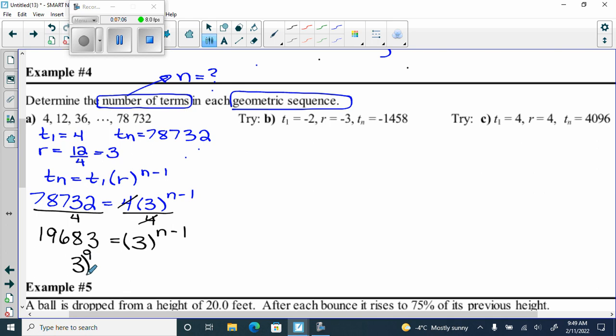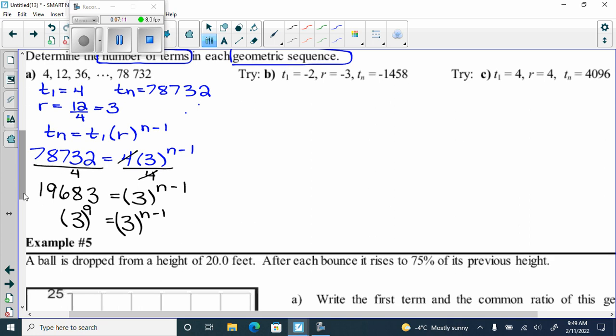So 3 to the 9 equals 3 to the n minus 1. And what do we do? If this base equals this base, what can I say now? The exponents must equal, right? So if this base equals this base, then 9 must equal n minus 1. We agree? Because it's 3 to the 9 equals 3 to the 9. Then n minus 1, so what would it have to be? 10. If you can't see that, you can actually solve it. So you could go 9 equals n minus 1, add 1, n equals 10.